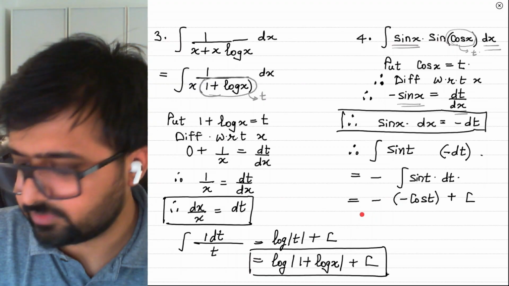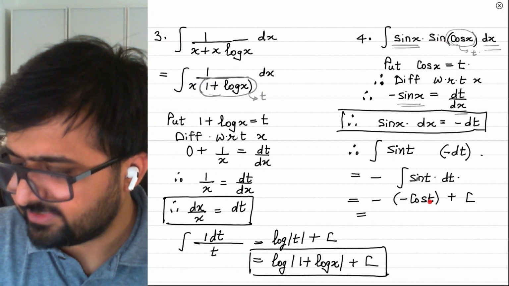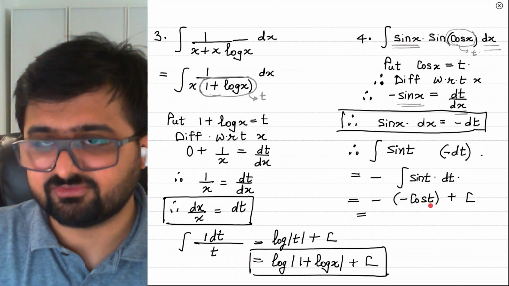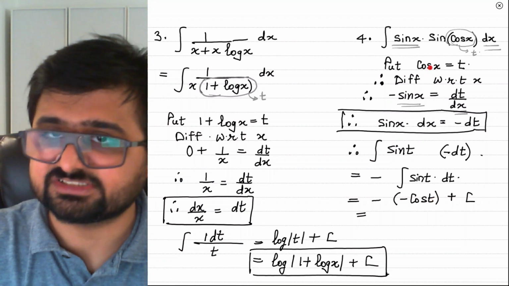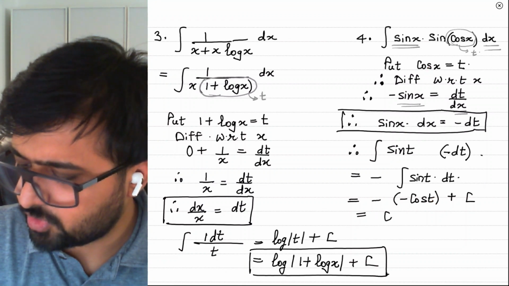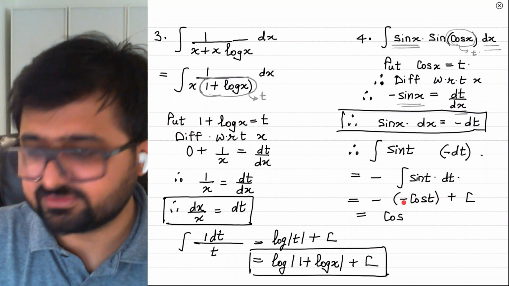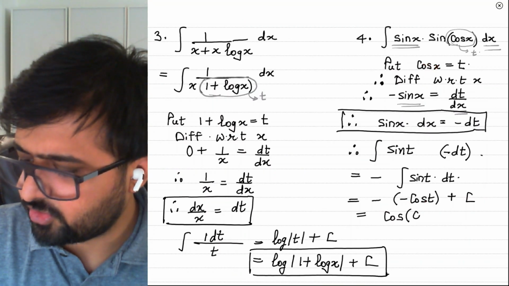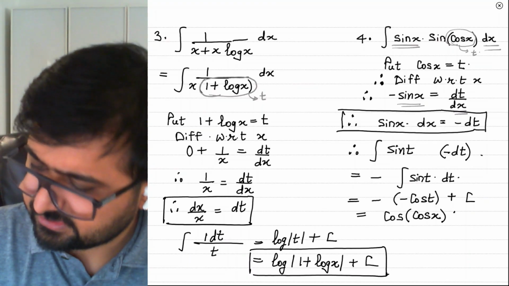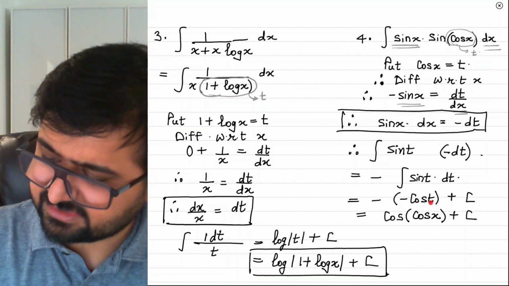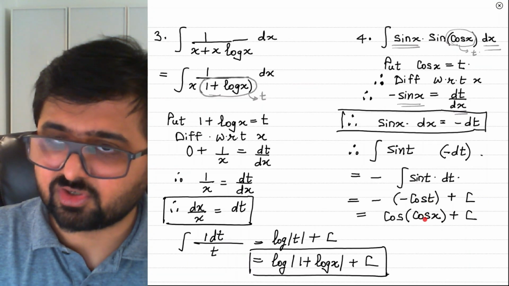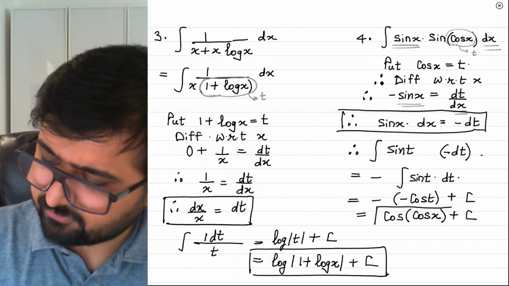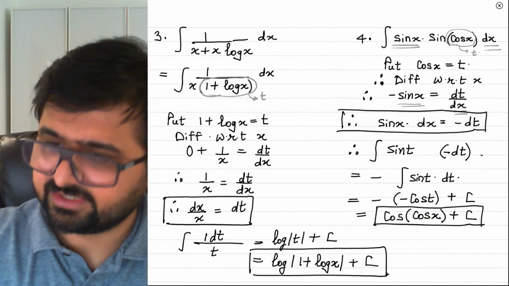Now that negative negative will become positive, and you can convert this again in terms of x. t was cos x, so you get cos of cos x plus c. Replace that t with cos x, which is your final result of this integral.